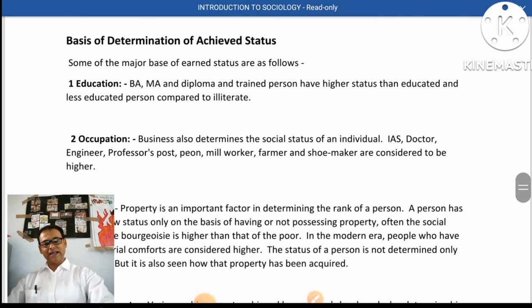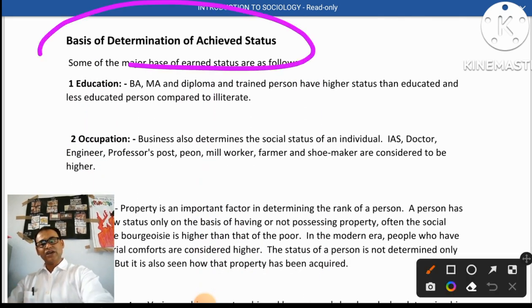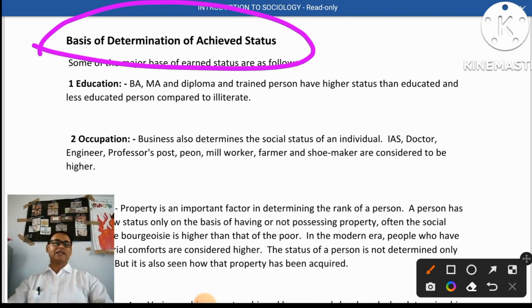Base of determinant of achieved status. We have seen the base of determination of ascribed status. Here we will look at the determinants of achieved status. So the first one is education. BA and MA and diploma holders and trained persons have higher status than non-educated or less educated persons compared to the illiterate. Occupation. Business also determines the social status of an individual.